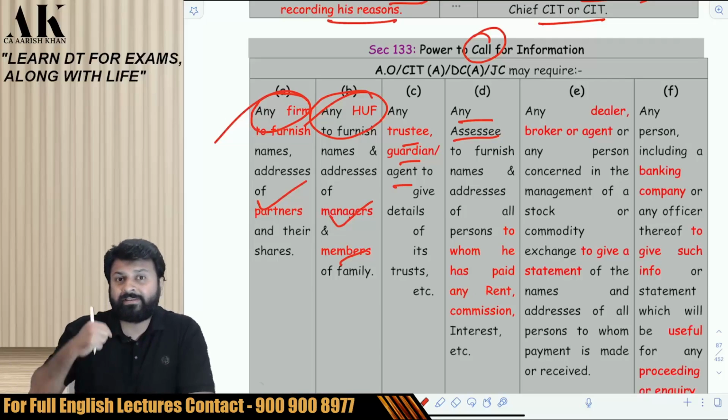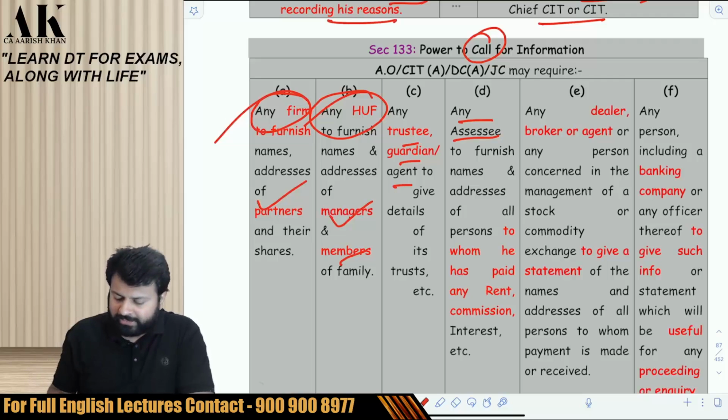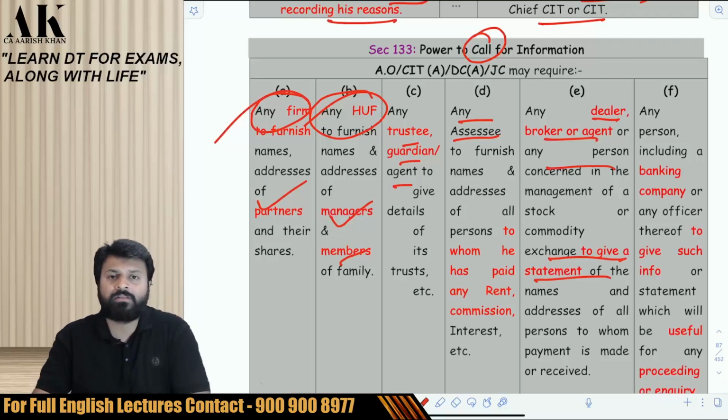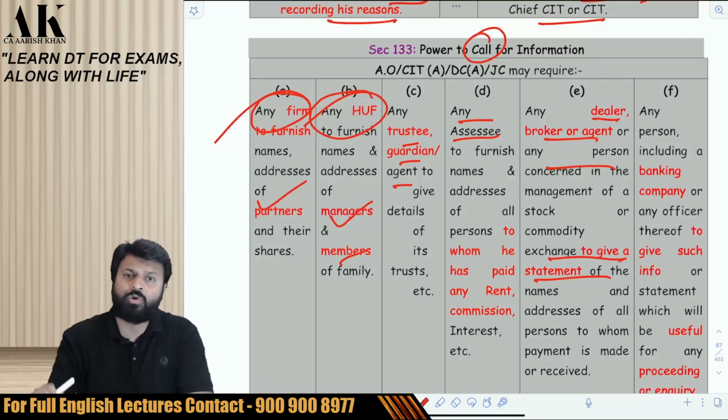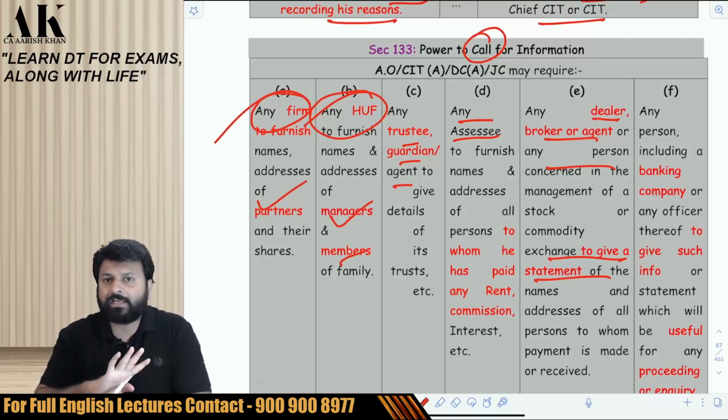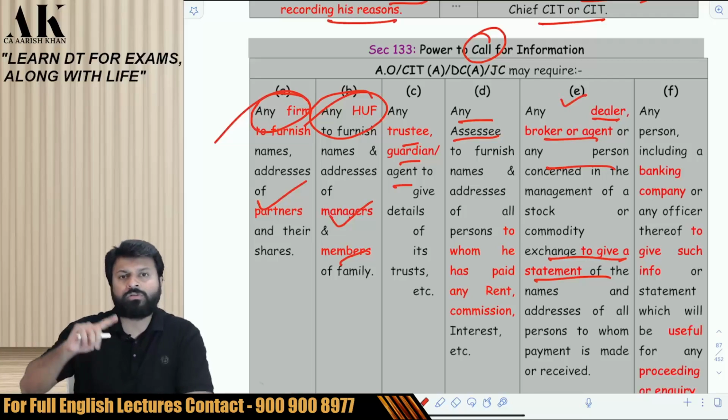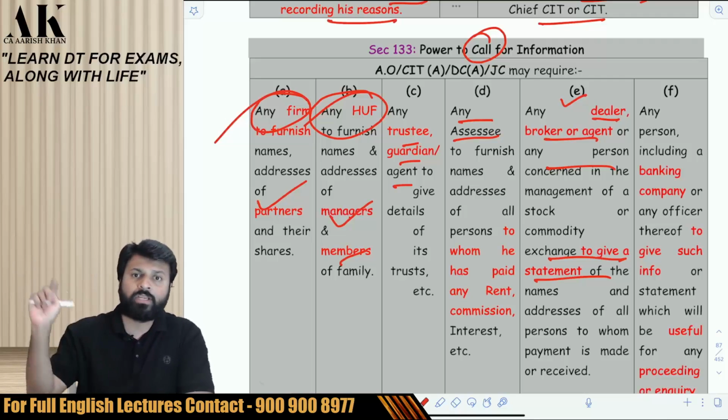Point number 4, they can send a notice and call for information to any dealer, any broker, any agent, and ask them who are the persons who are trading through your brokerage firm, who are purchasing and selling the shares and commodities through your broking firm. They can ask for the details. Means they can send notice to Zerodha. They can send notice to Ventura Securities. They can send notice to Sherkhan and ask for the information on who all are purchasing and selling the shares.